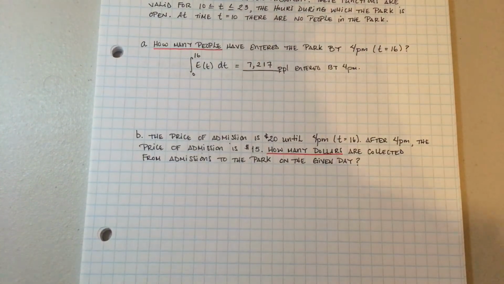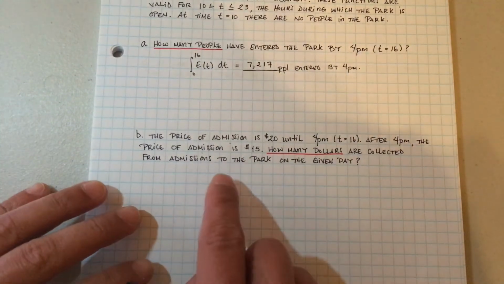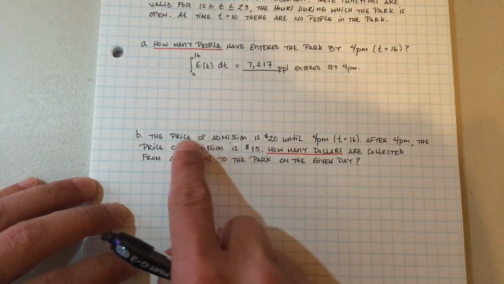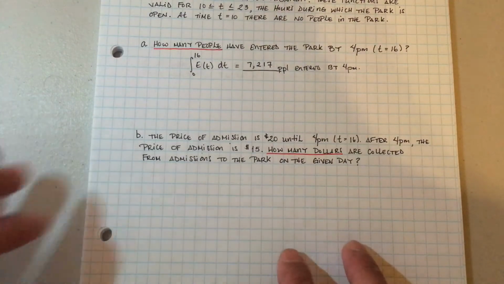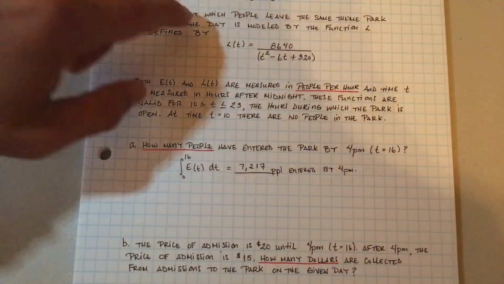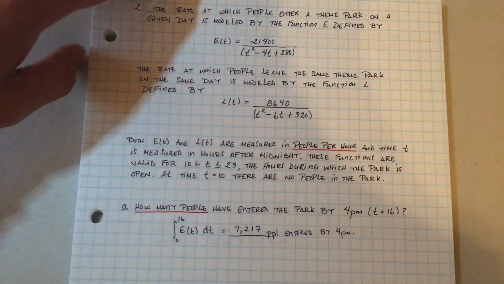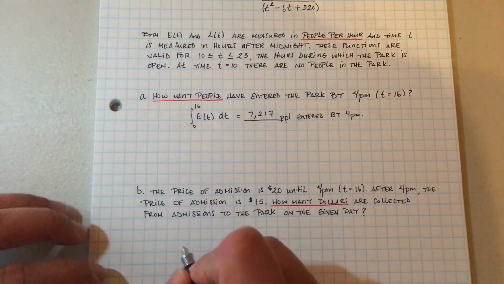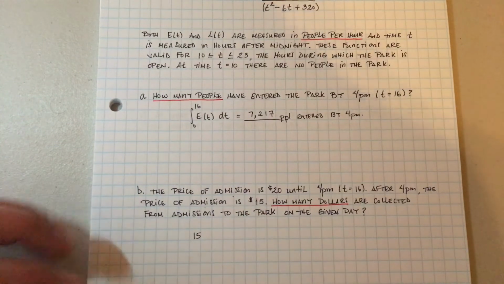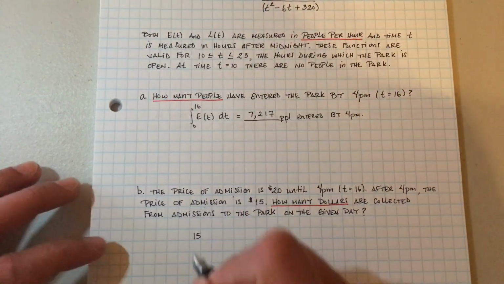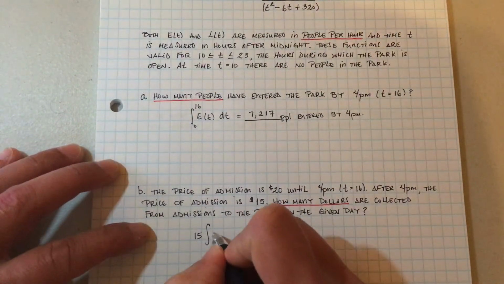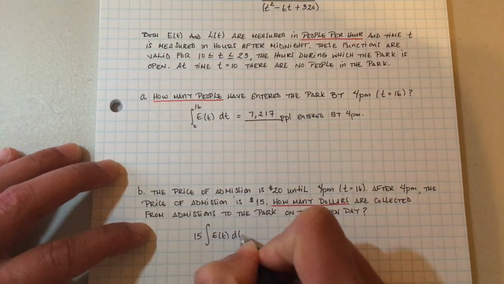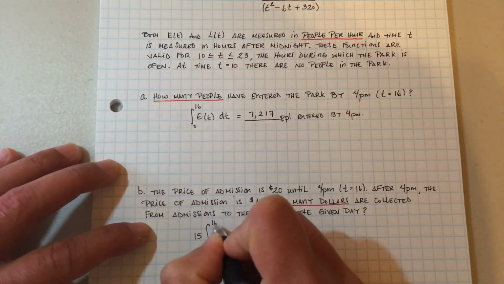So think about it. People are going in and people are going out, but we're only talking about people going in. There's two things here: the people going in before 4 o'clock and the people going in after 4 o'clock. So basically, we have to multiply the price times the number of people going inside. How do we get that number? You do the antiderivative of the rate, E of t dt, from 0 to 16.